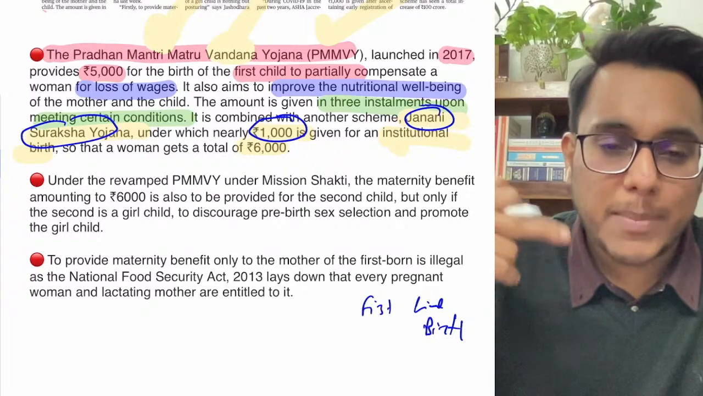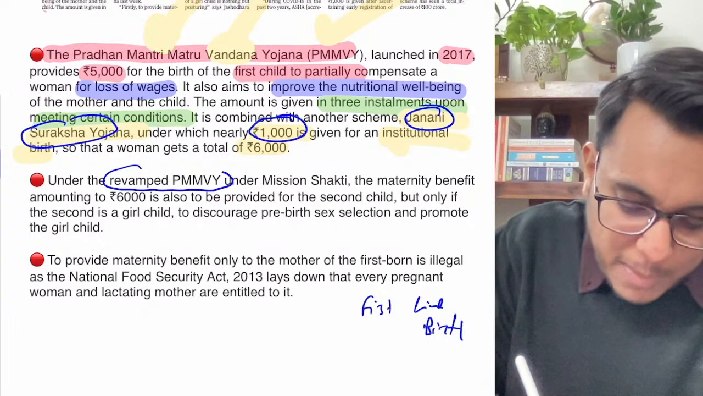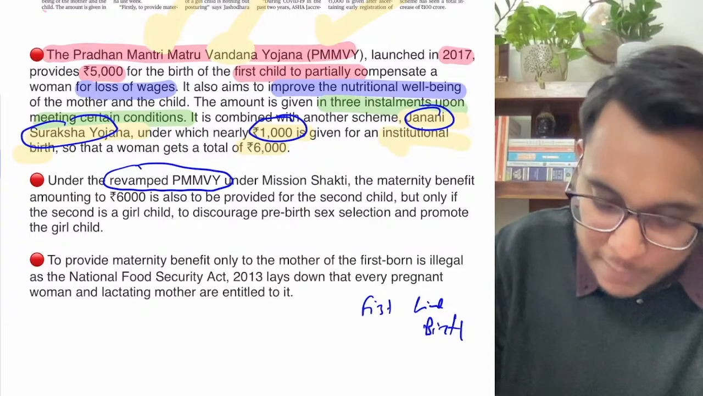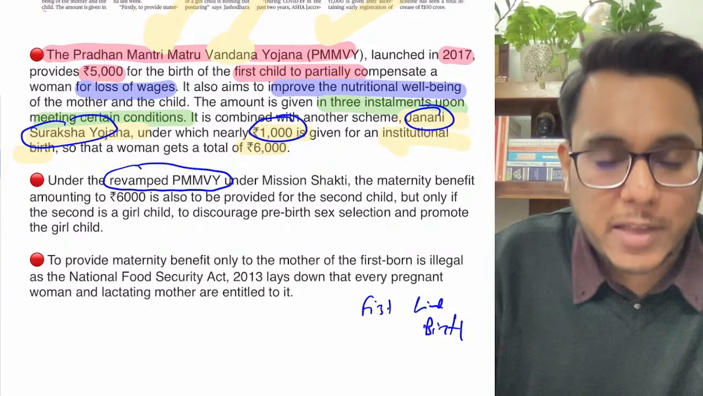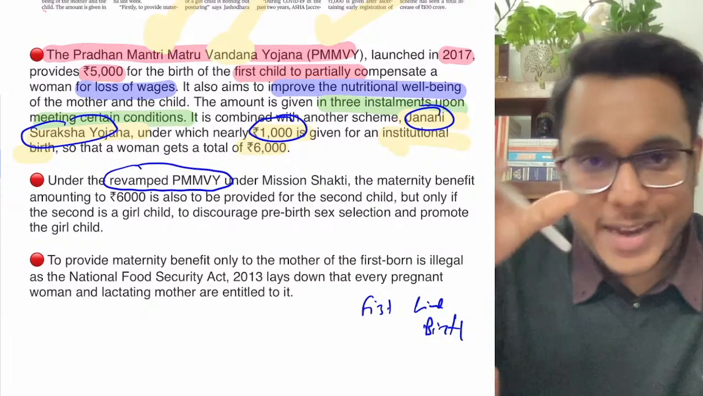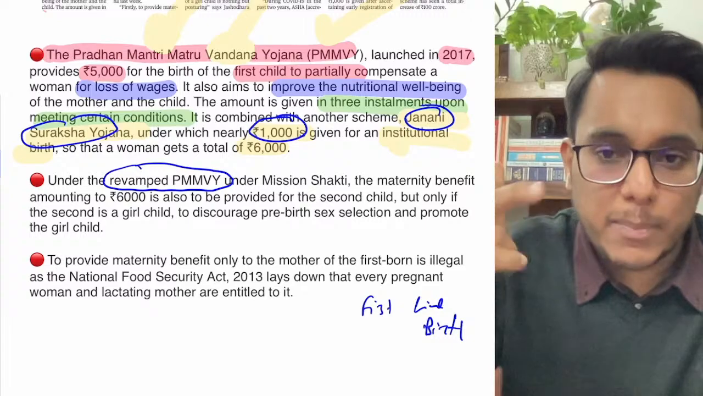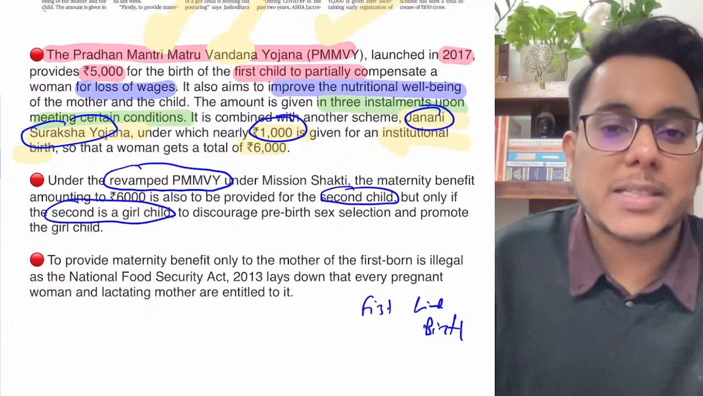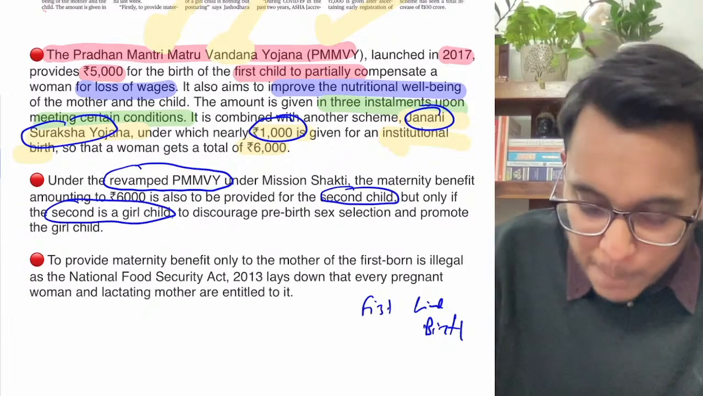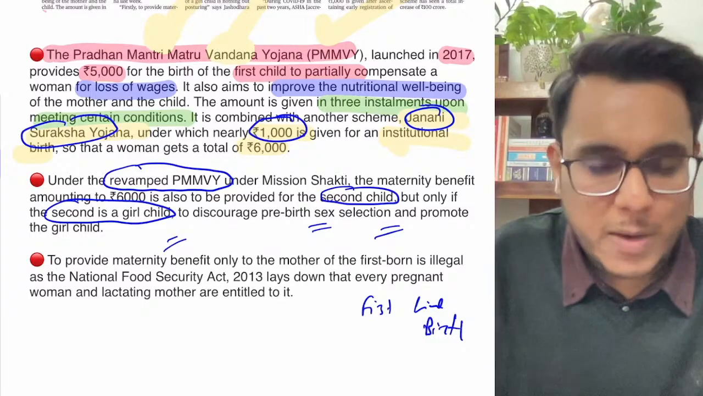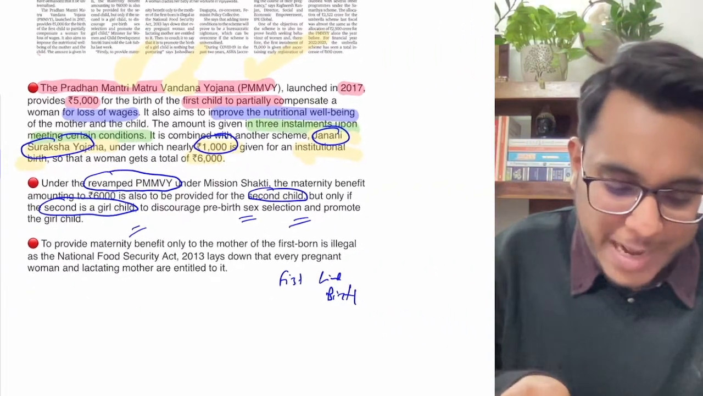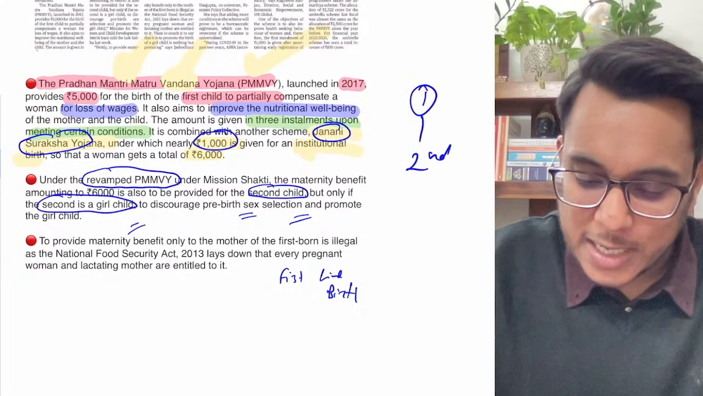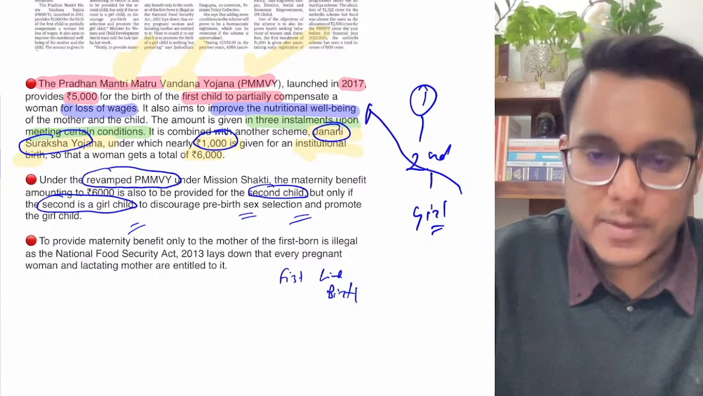The government is coming out with the revamped Pradhan Mantri Matru Vandana Yojana. Under this revamped scheme, they are saying that we will provide the same 5,000 rupees additional benefit, and along with the JSY, it will become 6,000. They said this benefit will be provided for the second child also, but only if the second child is a girl. They say that by this, pre-birth sex selection and female feticide etc. will go down. So the Pradhan Mantri Matru Vandana Yojana, originally for one child, is being extended to the second child if the second child is a girl. This is something which has been proposed.